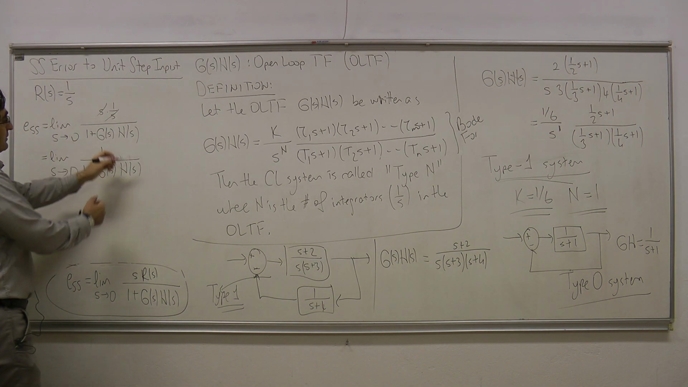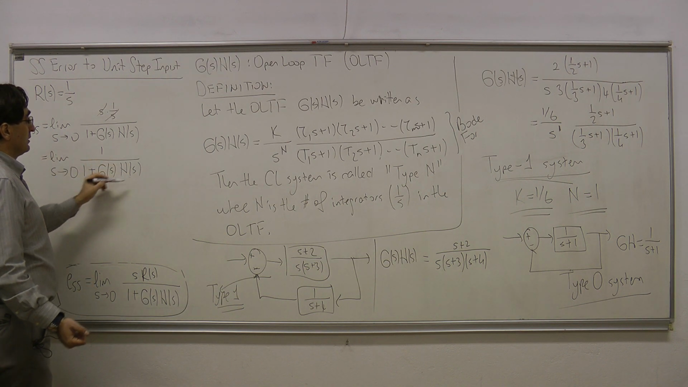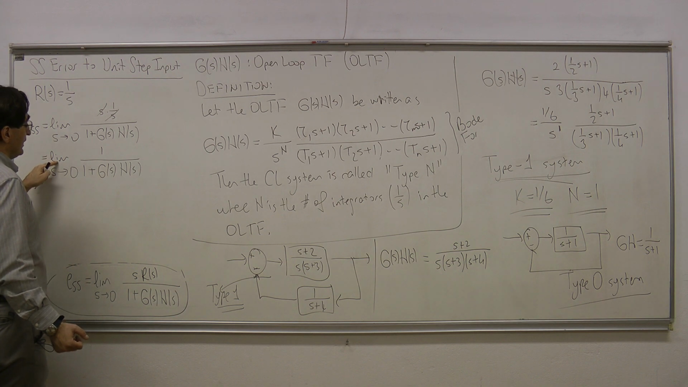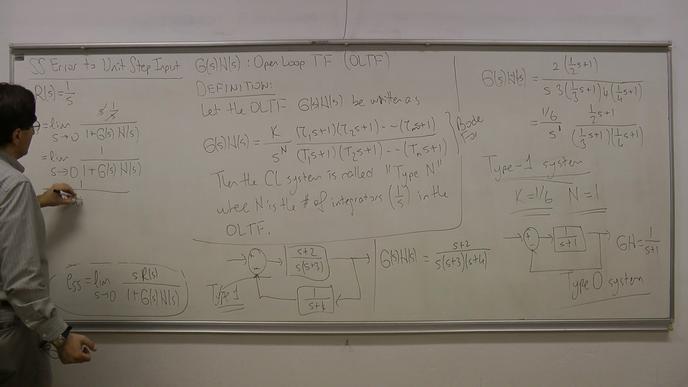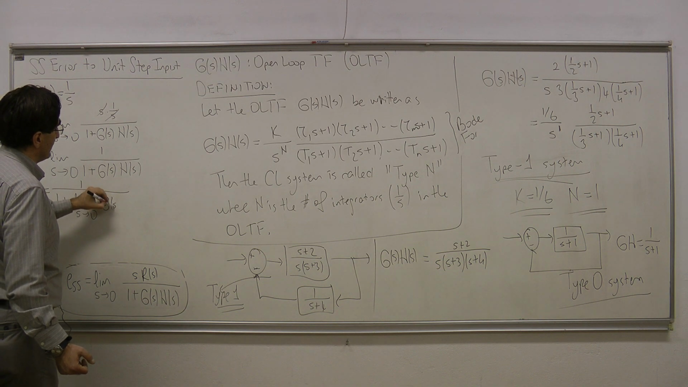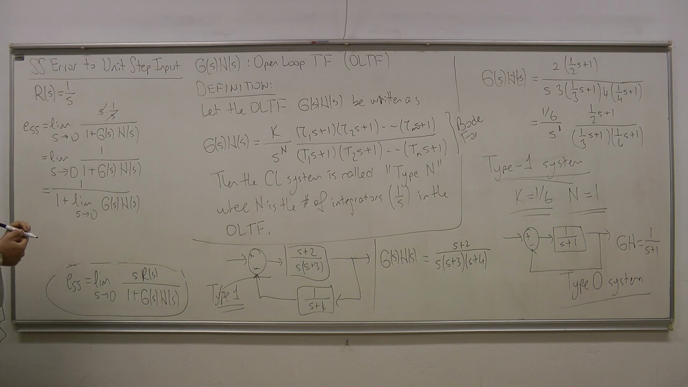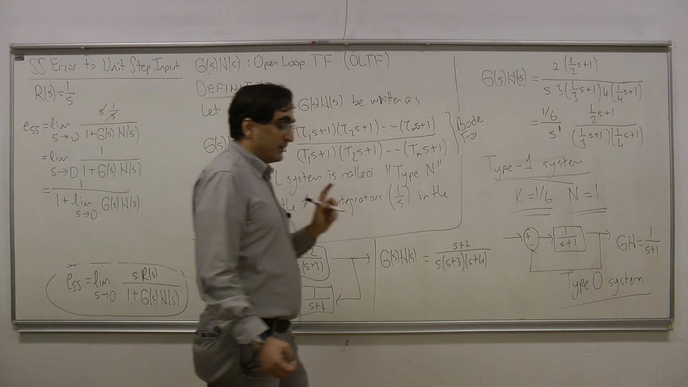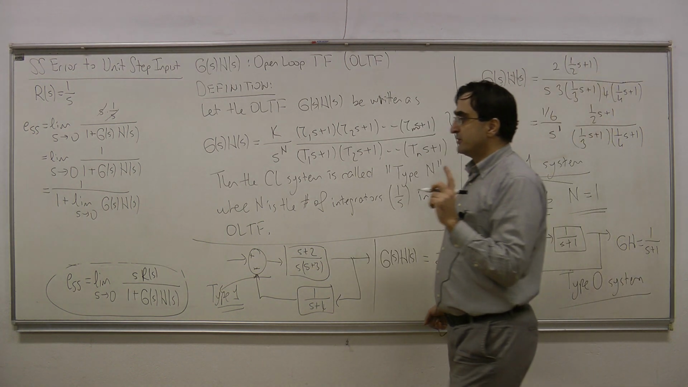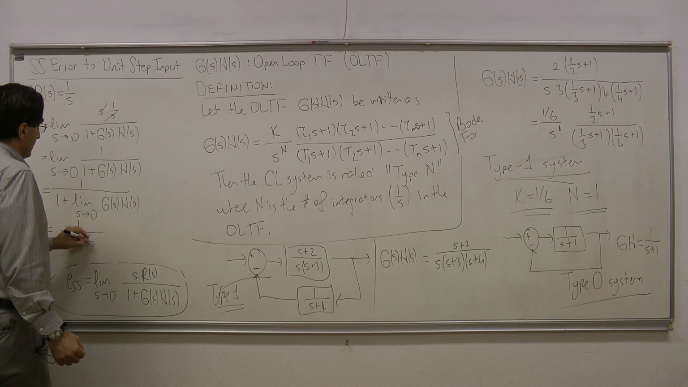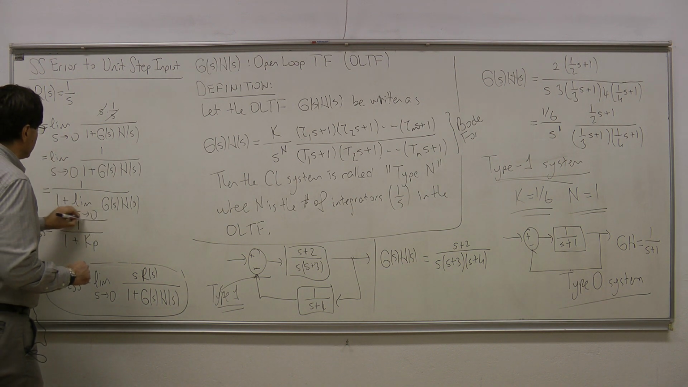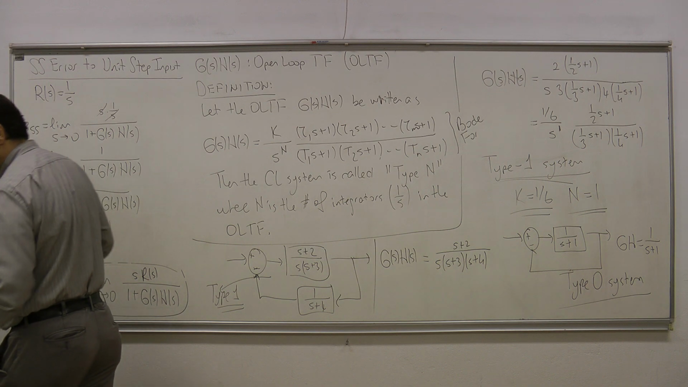Okay? Now we see that in this function, the only s-dependent terms are coming from the open loop transfer function. Therefore, I will take this limit to the denominator, and I will write this as 1 over 1 plus limit as s goes to 0 of G of s, H of s. We will call this limit of the open loop transfer function as s goes to 0 by a specific name: the static position error constant, and the name of that coefficient would be Kp. Okay? So the steady-state error to unit step input is going to be given by this formula.